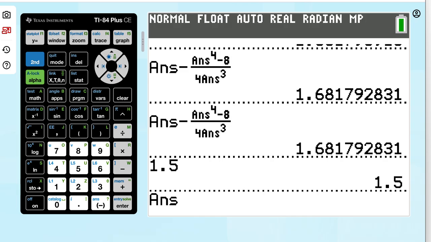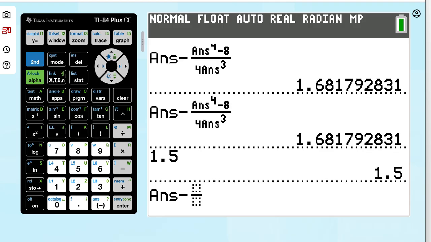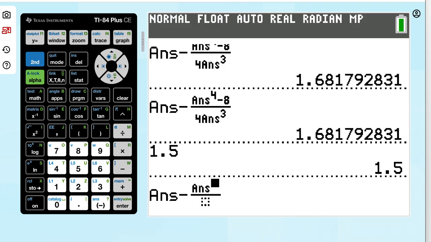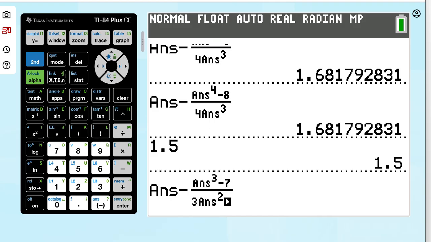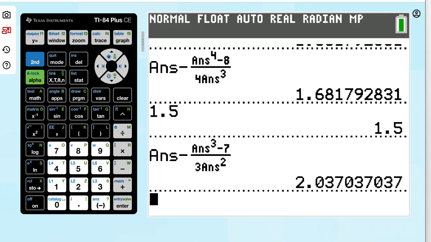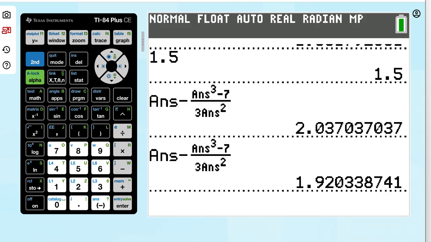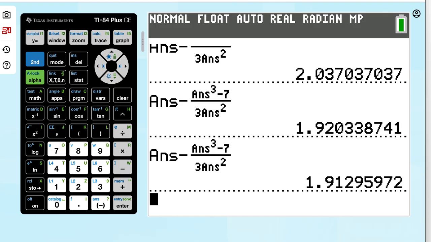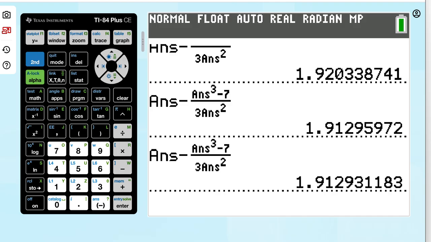We'll do x sub n minus our fraction here. We'll have x sub n cubed minus 7 over 3 x sub n squared. We'll hit enter. There'll be x sub 1, x sub 2, x sub 3, x sub 4, and x sub 5. Looks like those are the same.